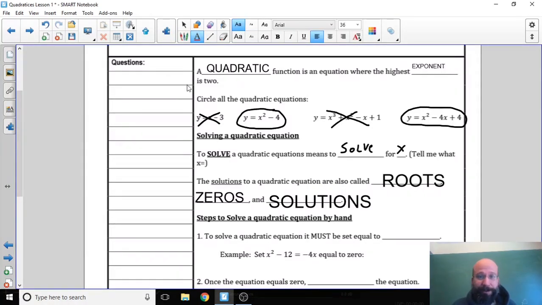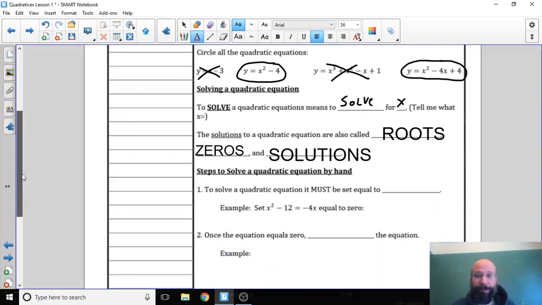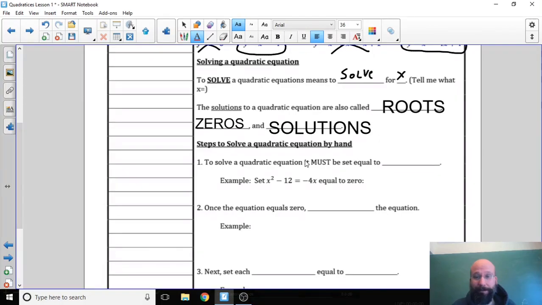Before we moved on, I changed these to type in case you can't read my handwriting. A quadratic function is an equation where the highest exponent is 2. Solutions to a quadratic equation are also called roots, zeros, and solutions. We're going to learn how to solve these by hand first, and you will need to show me how to solve them by hand.